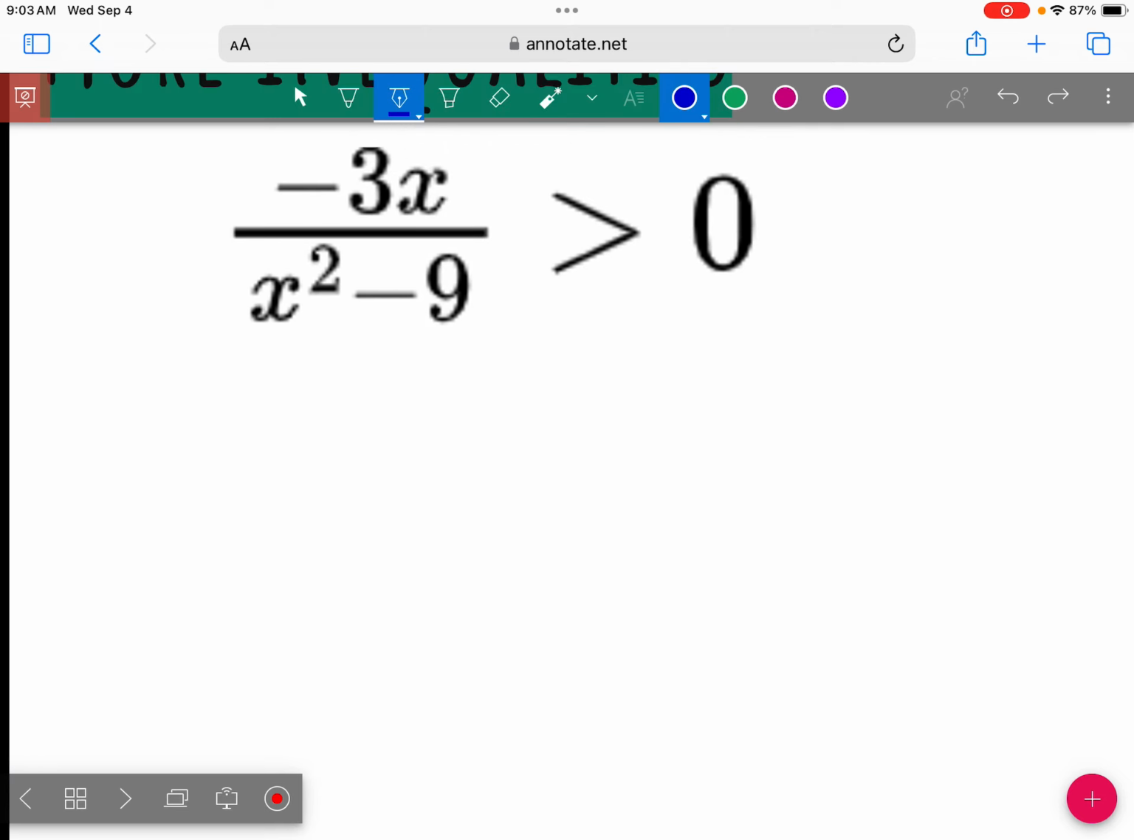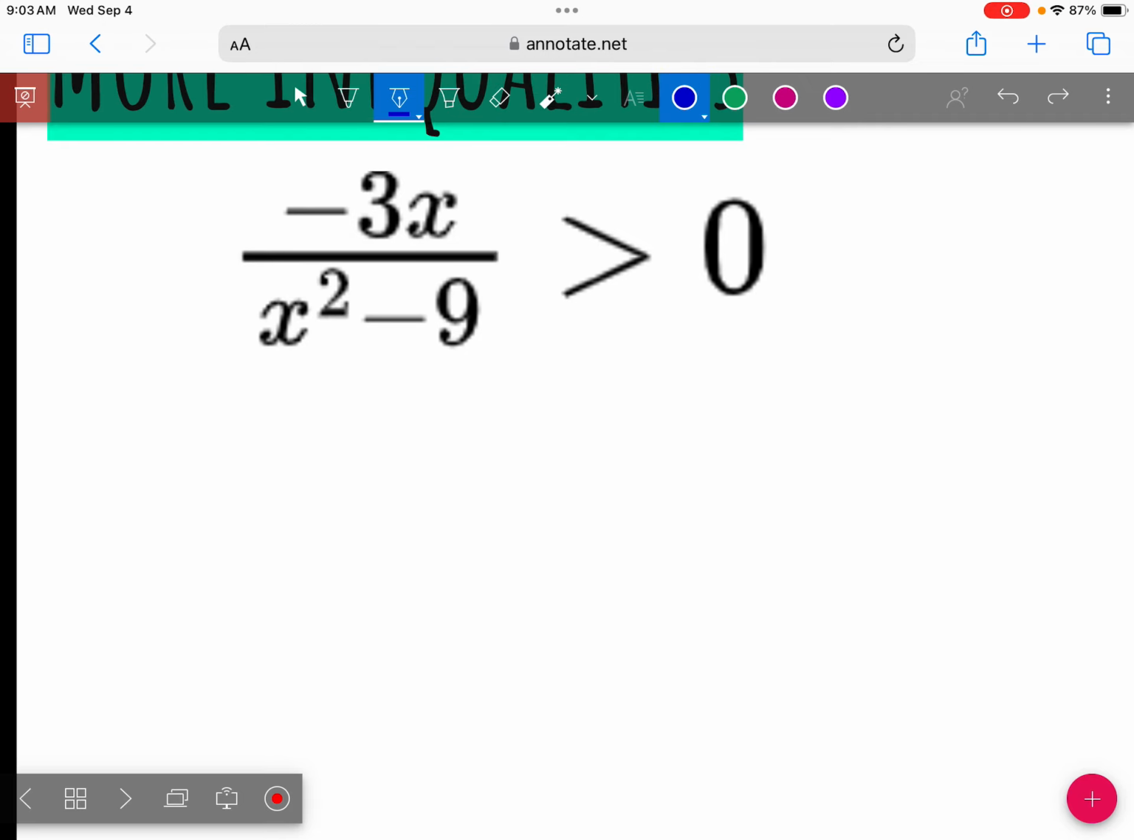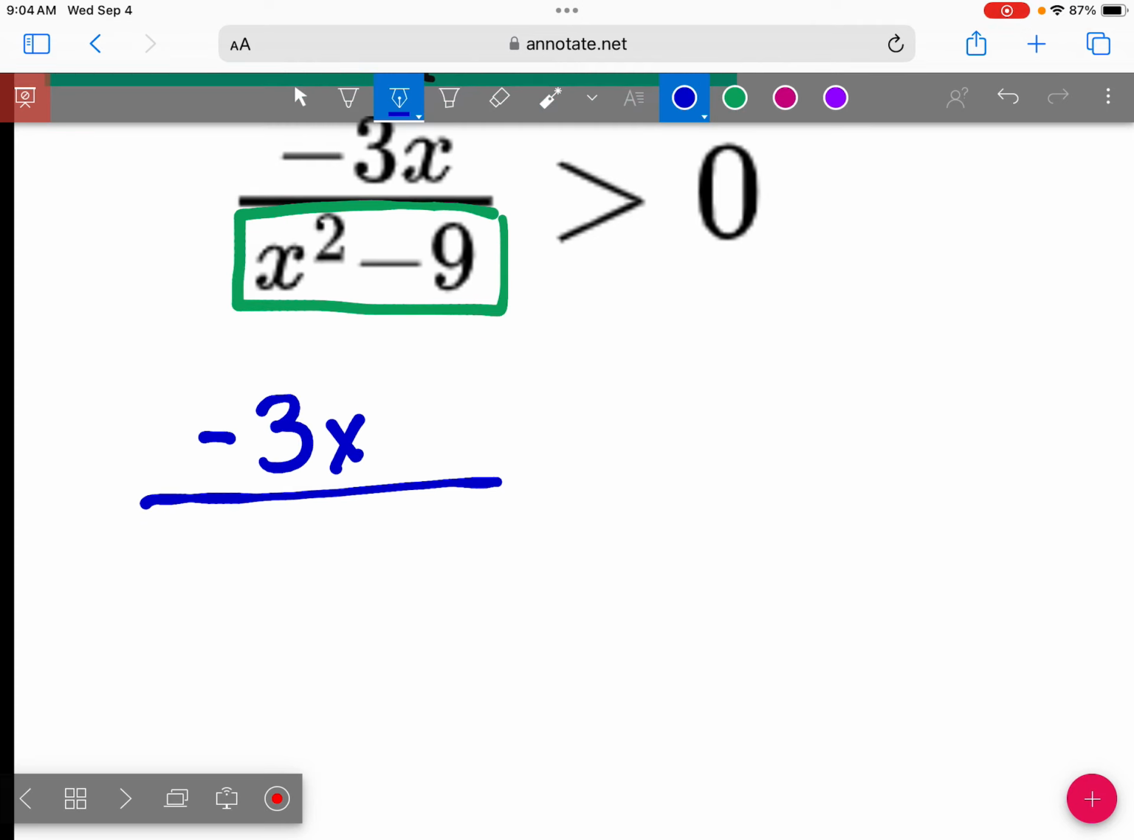All right. So what we need to do is find our roots or our zeros. So what do we need to do here? Yeah, this guy is a difference of squares. Let's factor it. I need roots. So my numerator is going to stay the same. We still have minus 3x. But my denominator is a difference of squares, so we can write this as x plus 3 and x minus 3.